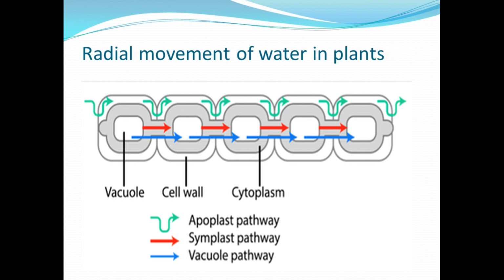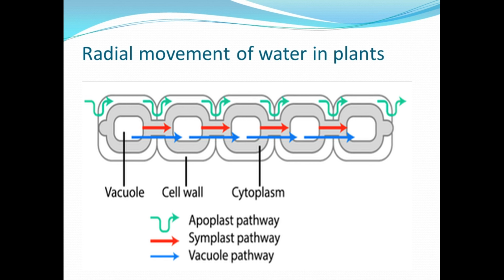However, it is blocked by suberin of the Casparian strip in the endodermis. Water is thereby forced to enter the living protoplast of the endodermal cell as the only available route to the xylem. Now let's take a look at movement of water in the leaves.